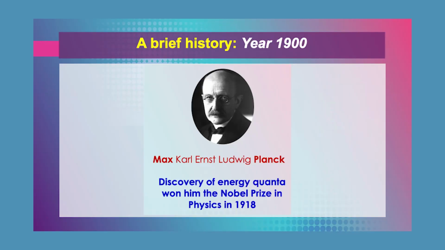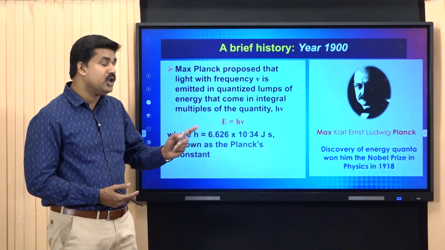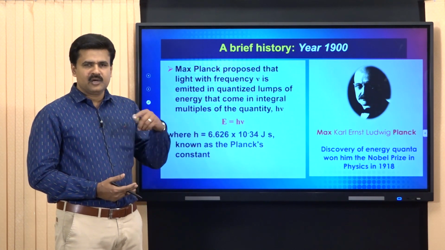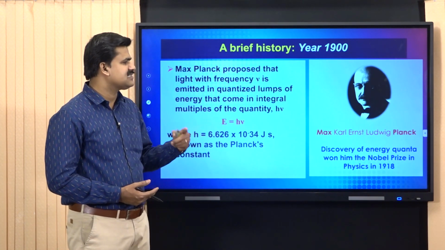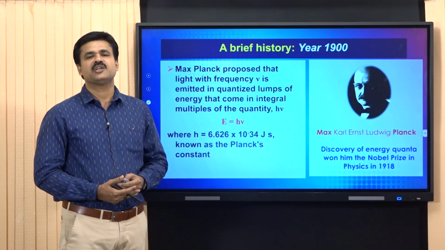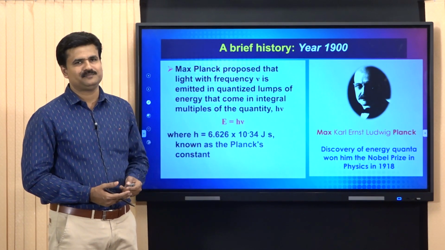The full name of Max Planck is Max Carl Ernst Ludwig Planck, and he won the Nobel Prize in the year 1918 owing to his contribution towards the explanation of the energy of quantum.